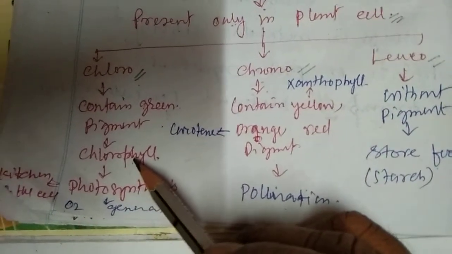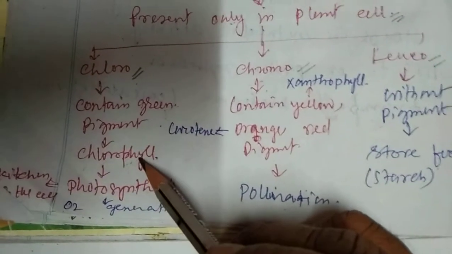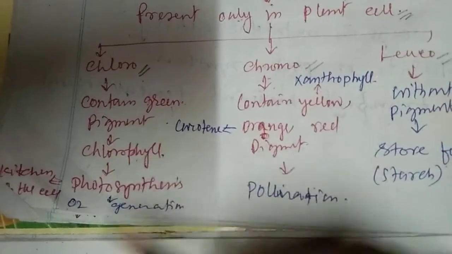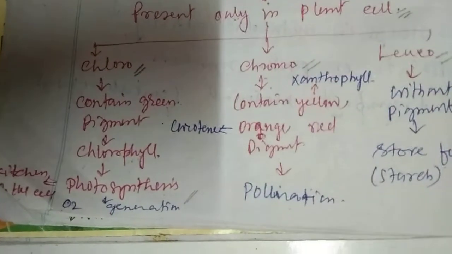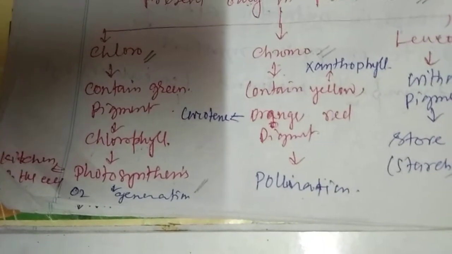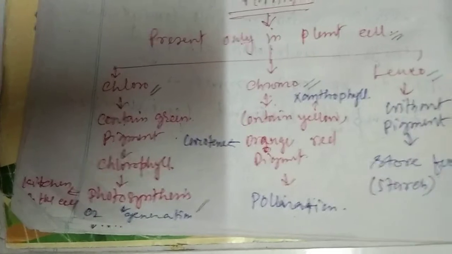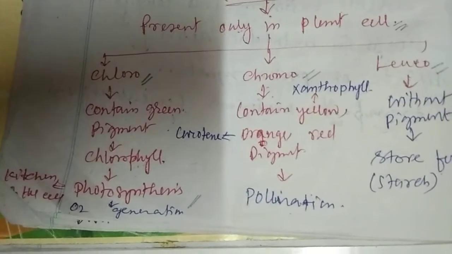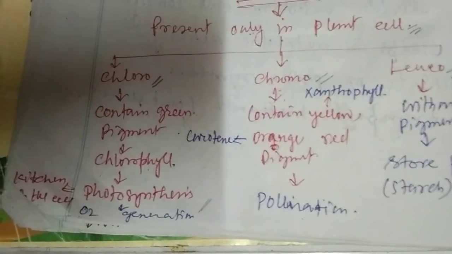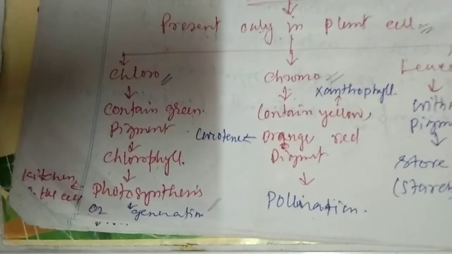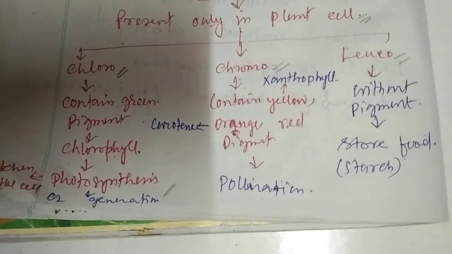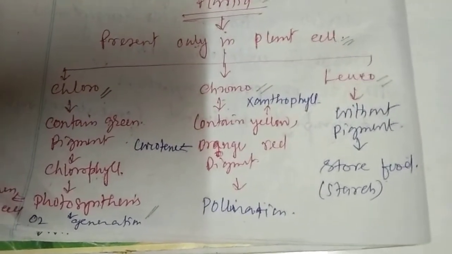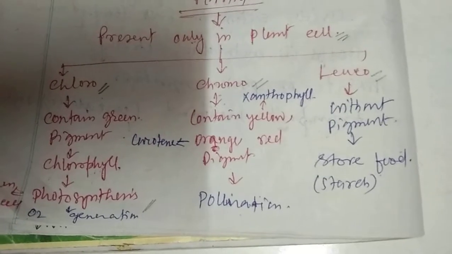So obviously they are present in the green parts of plants like leaves and the green stems, and these plastids help in the process of photosynthesis. In this process, plants prepare their food in the form of glucose. That is why this chloroplastid is known as the kitchen of the cell.